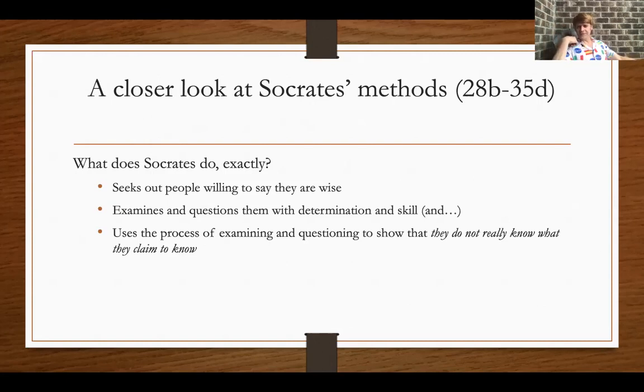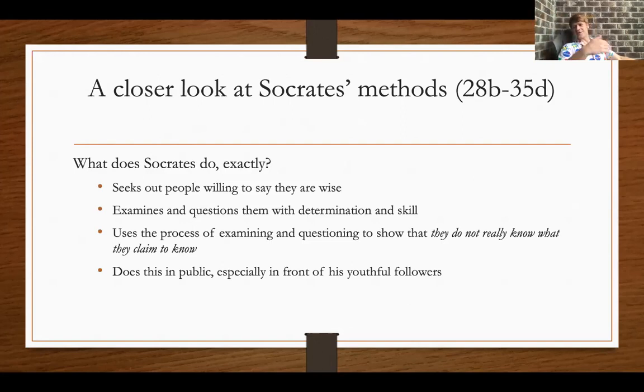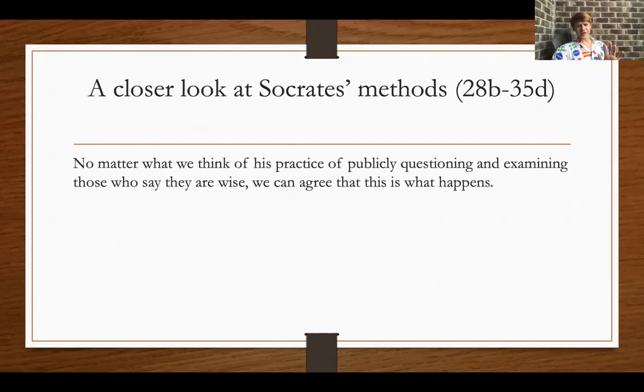Well, eventually it's unearthed that these people don't actually know what they're talking about, right? And that's a problem. And so once it's unearthed that they don't know what they're talking about, then they're embarrassed, and they're embarrassed in front of all of his followers, right? All of these young people who kind of follow him around, kind of like Plato. So that's what he's doing. Whether or not we accept or reject the method, that is the method laid out clearly.